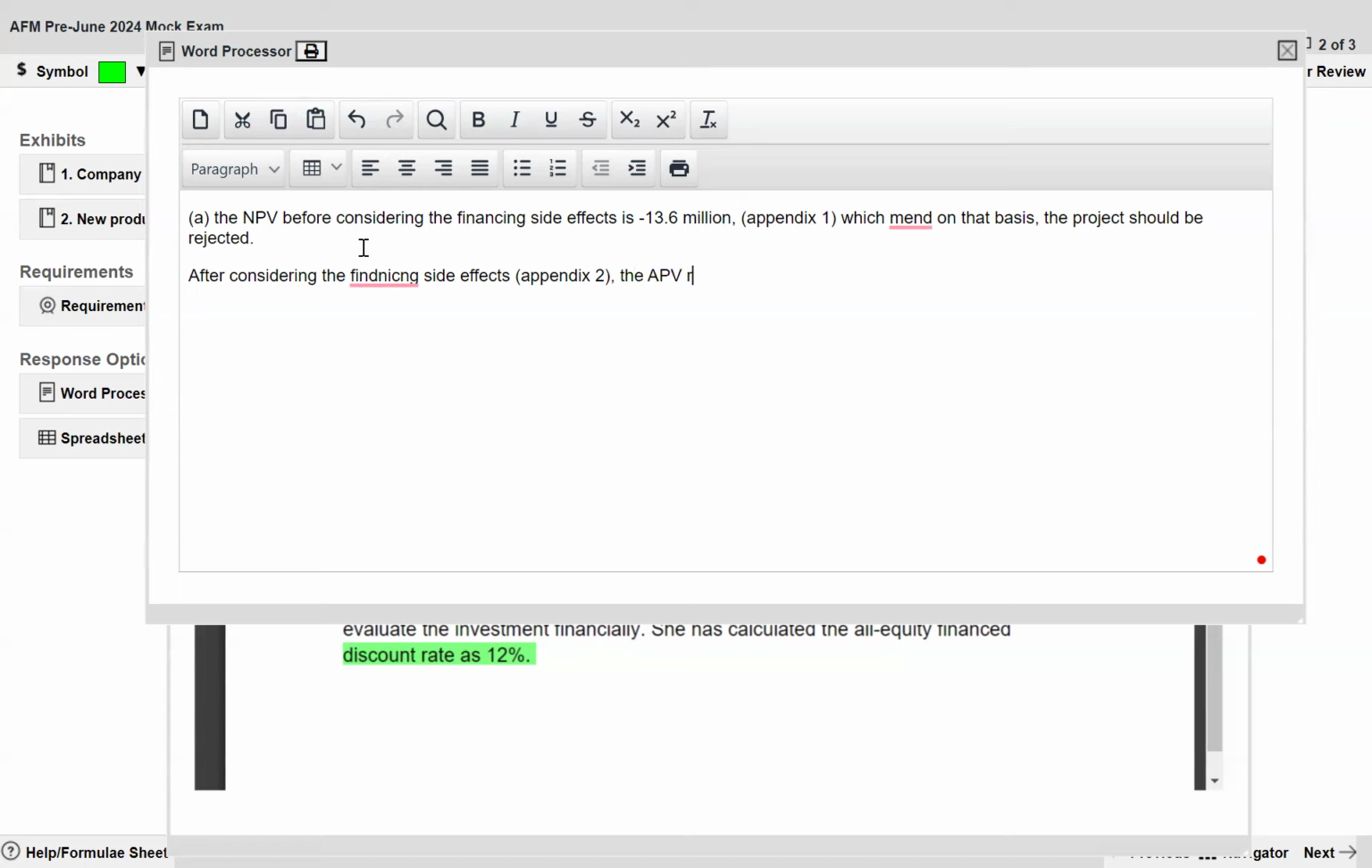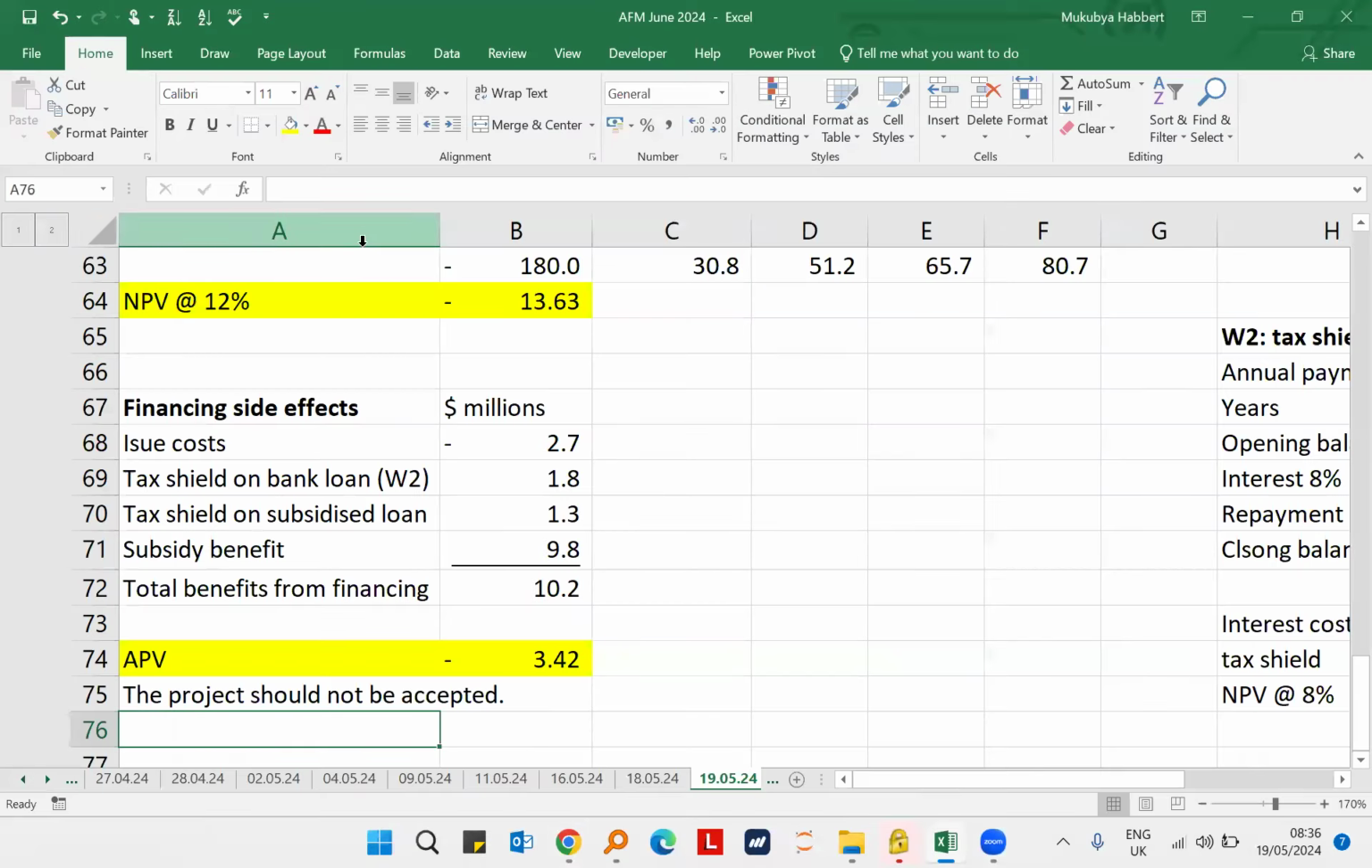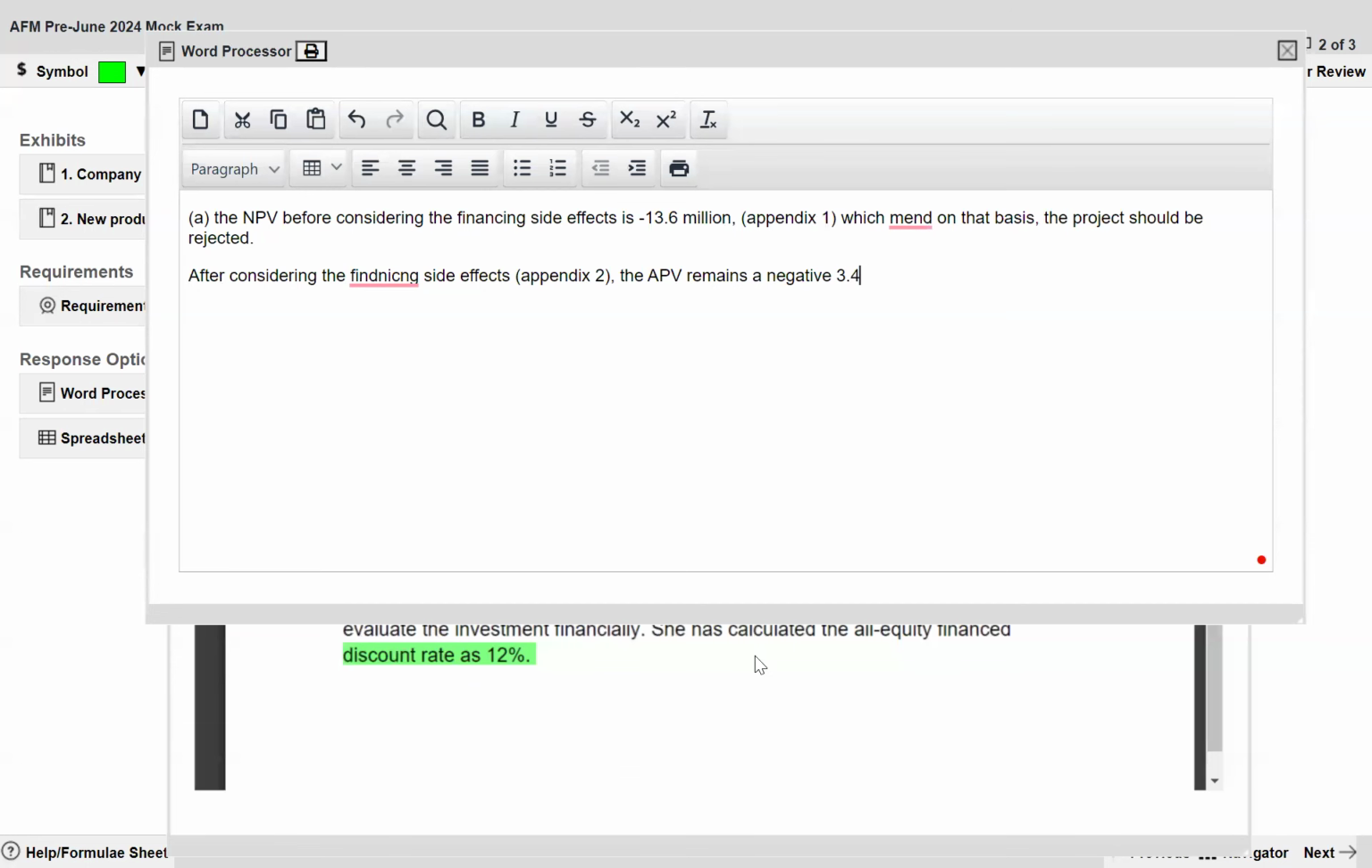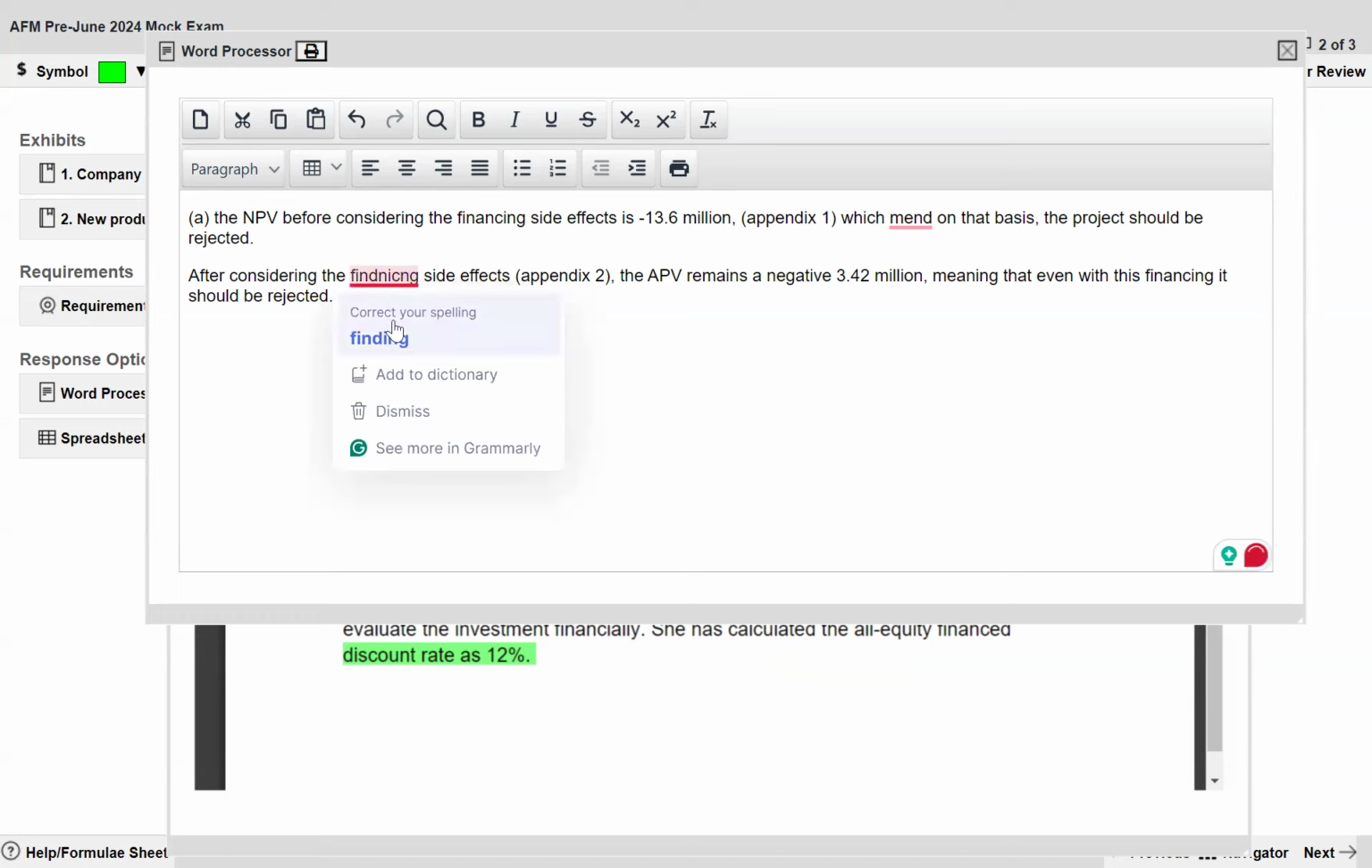The APV remains a negative 3.42 million, meaning that even with this financing, it should be rejected. Okay, so this is the most important information that you need to put in your solution for part A.